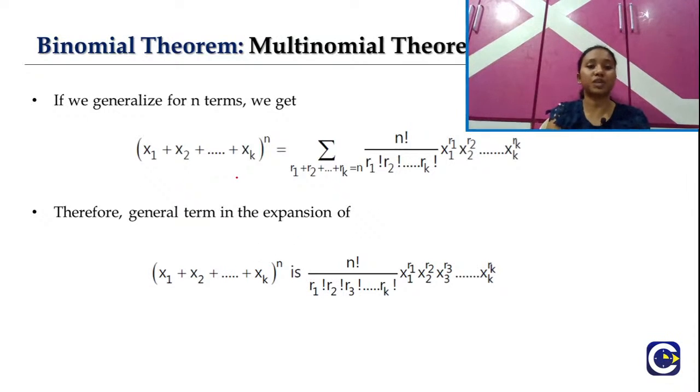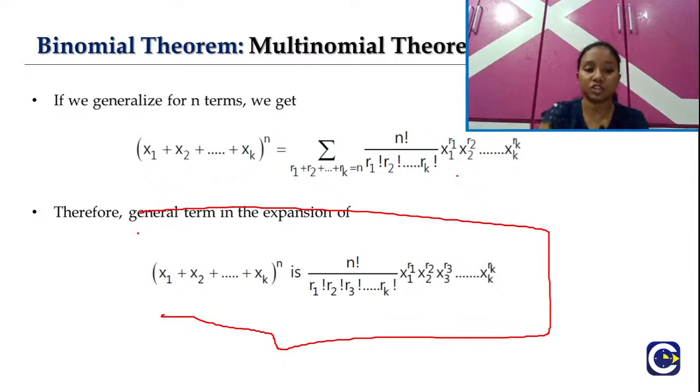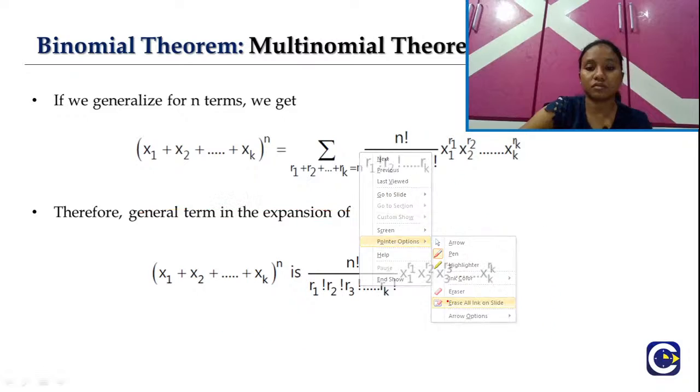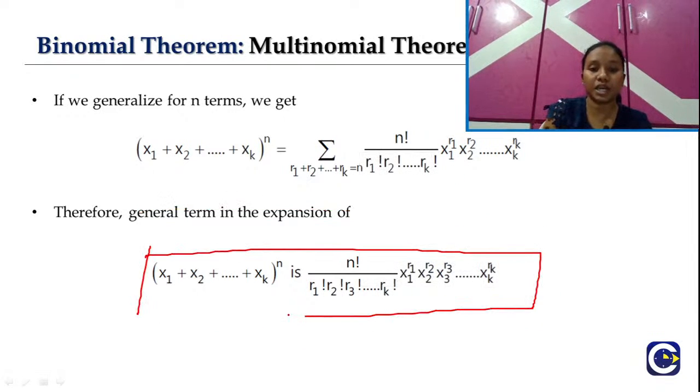In a generalized version, if we are having some k terms, that means x1 plus x2 plus x3 and so on up to xk, whole power n, that will be written as a sigma over r1 plus r2 plus r3 and so on until rk equal to n, because n minus k we have assumed to be r. Here it will be n factorial by r1 factorial into r2 factorial and so on up to rk factorial, x1 power r1, x2 power r2, x3 power r3 and so on. So this is the general term in the given expansion.